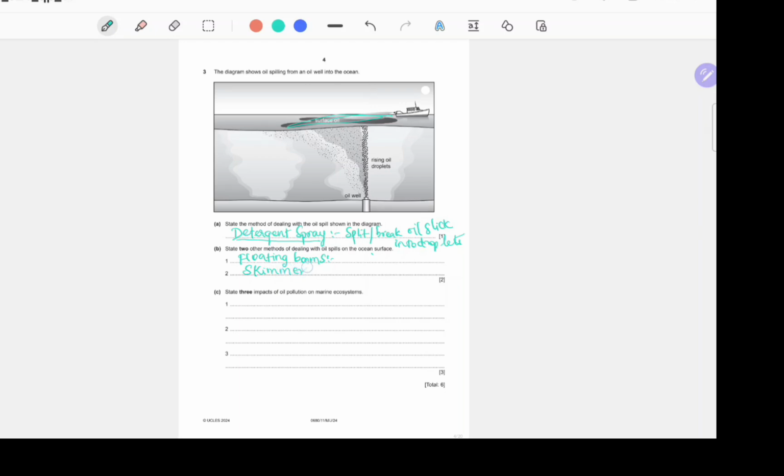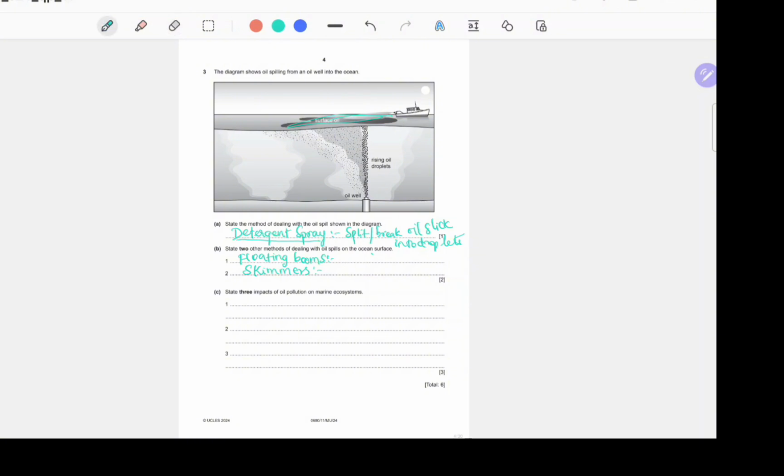In skimmers, what will they do? They clean the water surface by using a material that attaches to the oil easily. A material is being mixed in the water, which attaches with the oil, so that it is easy to remove. These are the 2 methods available here. So only write the names alone.